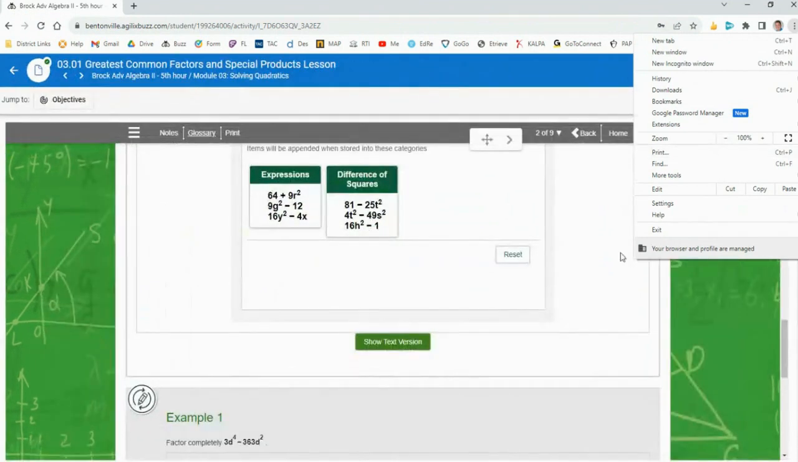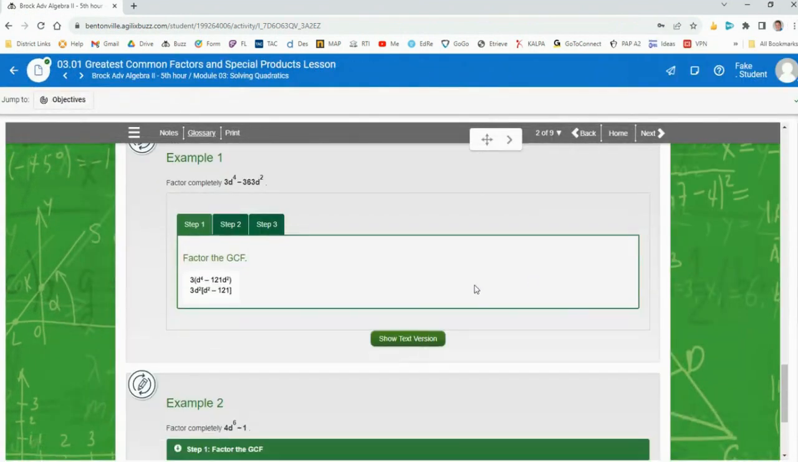Bring it back down a bit so we can see what's on the next page. Here's another one, factoring. This was good because this uses the greatest common factor and everything. This kind of throws it together. So let's look at this: 3d to the 4th minus 363d squared. Whew. All right, so it's like, man, you want us to factor that? This looks like a booger to factor, right?